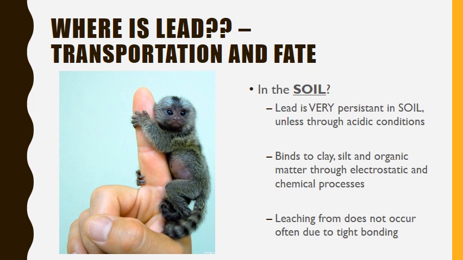So there are three places lead could end up. It could end up in the soil, the water, or the atmosphere. This is the soil. Lead is very persistent in soil, which means it binds tightly to those soil particles. It does not want to move. It binds to the clay, silt, and organic matter through electrostatic and chemical processes. It binds most tightly to the organic matter. This means that leaching of the lead into the water sources doesn't occur because that bond is so tight.